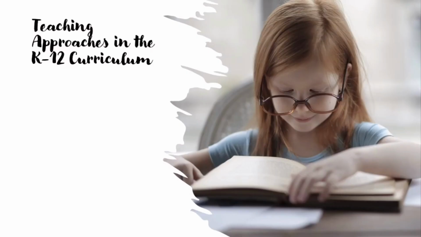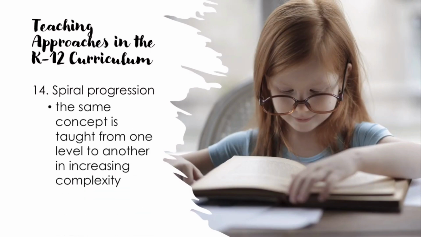Now, to complete our teaching approaches in the K-12 curriculum, we have the last one, which is spiral progression. This means the same concept is taught from one level to another in increasing complexity. Now, this is very common in the use of our K-12 program, which means that a student from the first grade until the last grade of basic education is being taught the same concept, but the concept just becomes harder as a student progresses from lower grades until the higher grades.